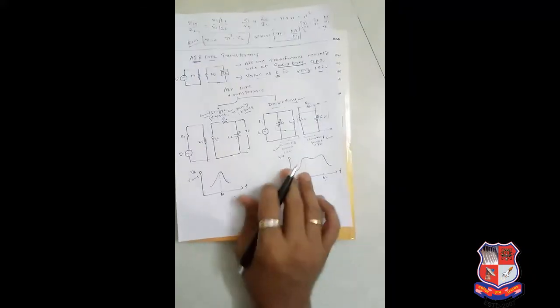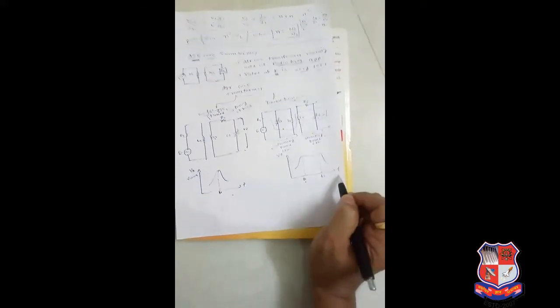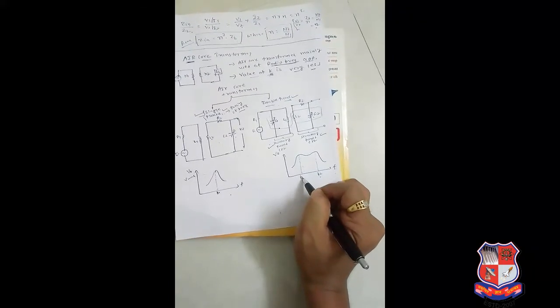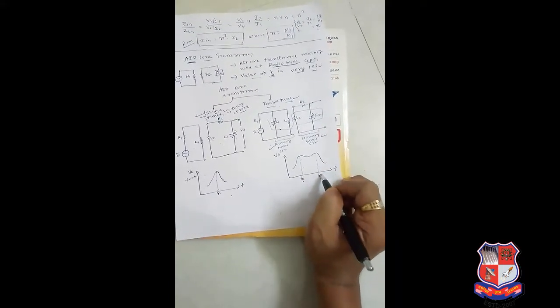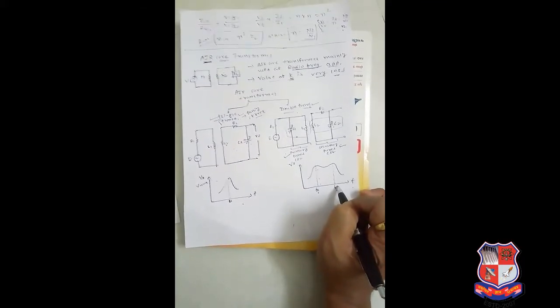You can see the graph of voltage versus frequency here. The primary is tuned at F1 and the secondary is tuned at F2. That's all about the air core transformer.